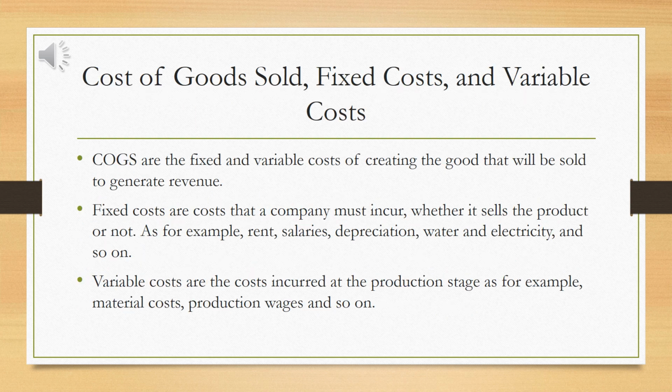Cost of goods sold are the fixed and variable costs of creating the good that will be sold to generate revenue. Fixed costs are the costs that a company must incur, whether it sells the product or not, as for example rent, salaries, depreciation, water, and electricity. Variable costs are the costs incurred at the production stage, as for example material costs, production wages, and so on.